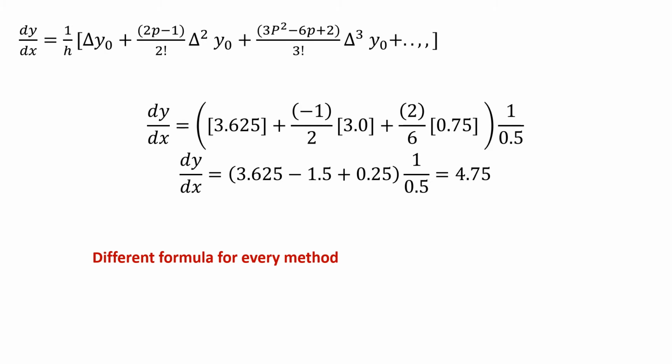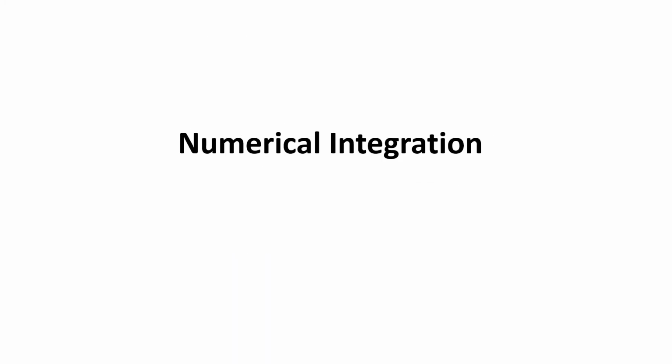So in this way, we can calculate the value of dy by dx at any point. The formula will be different accordingly. If it is at the start, at the center, or backward, accordingly the formula will be there. So you have to remember the different formulas, right? From data, you can calculate numerical differentiation. We have calculated dy by dx, and you can calculate d square y by dx square.